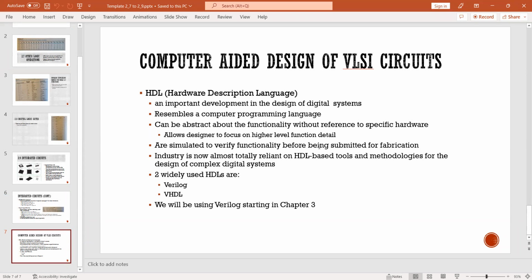With these comes a tool to simulate and verify the functionality before anything would be submitted for fabrication, to make sure that you don't make a mistake and waste a lot of money. At this point, the industry is almost totally reliant on these HDL-based tools for designing, especially your VLSI circuits. There are two widely used HDLs out there, Verilog and VHDL, and we will be using Verilog in this class starting in Chapter 3.